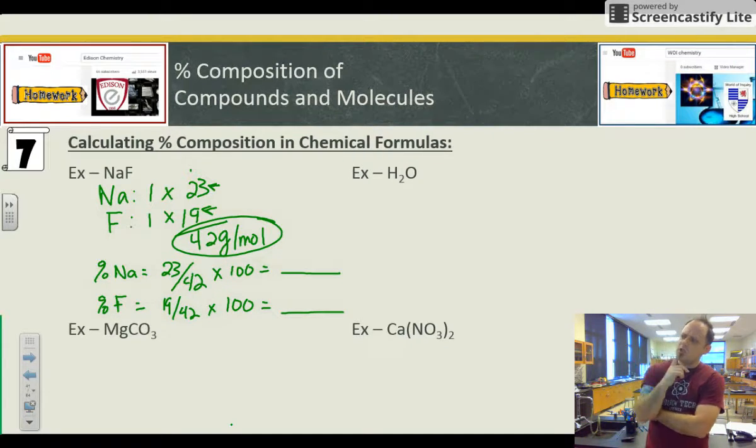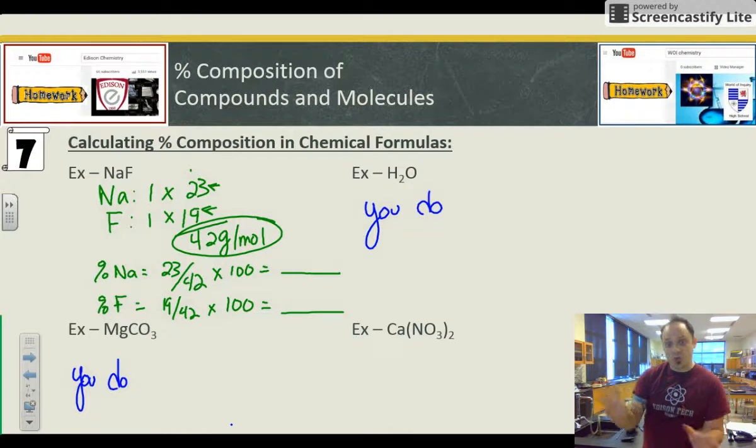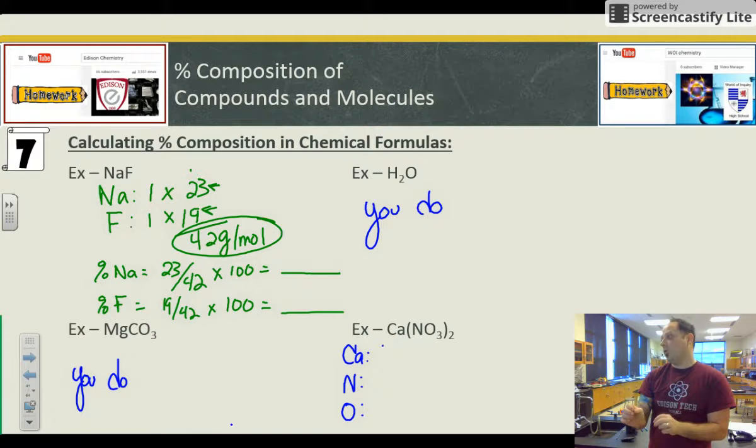Mr. Milks, should these two percentages add up to 100? They should always add up to 100. So make sure, check your work, your math, and your order of operations by taking all your percentages and adding them up. If they don't equal 100 or 99.9999, then you know you've made a mistake. Now, we want you to do water, H2O, and magnesium carbonate, because these ones don't require any parentheses or any distribution of subscripts. We're going to do the calcium nitrate with you, because I know that not everybody's got the whole distributing the subscript back yet.